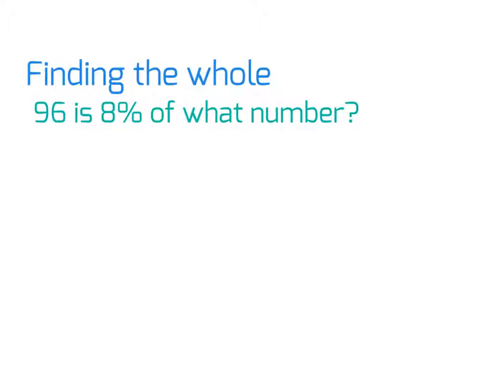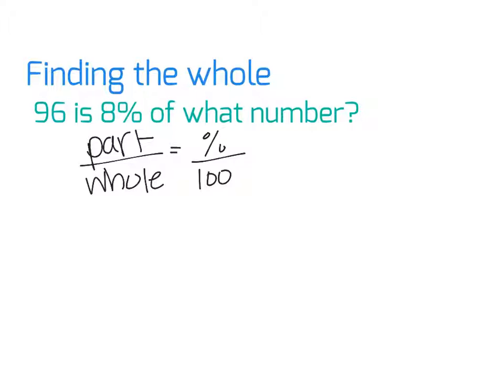So now let's look at finding the whole. If we have the problem 96 is 8% of what number, and we're going to set up a proportion, let's think about the way the proportion should be set up. We know it's going to be part over whole equals percent over 100. We know part can be indicated by the word "is" and whole can be indicated by the word "of." So then to set this up, I have "of what number." That means that's my whole.